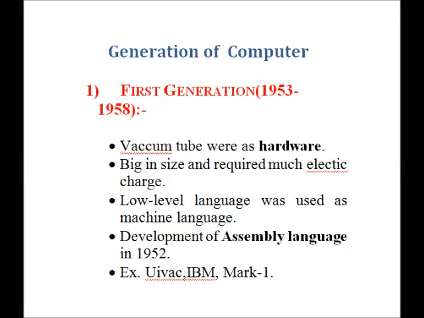Low level language was used as machine language. Today in present time we use high level languages which are much easier to make programs, but at that time low level languages were used, which were very difficult to make programs. But in 1952 assembly language was introduced by Dr. Grace Hopper, which made it somewhat easier to make programs. And an example of a computer of that time is IBM Mark 1.